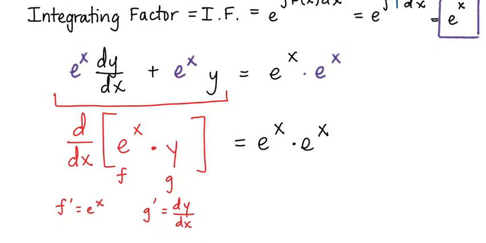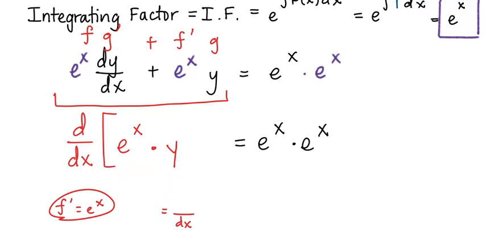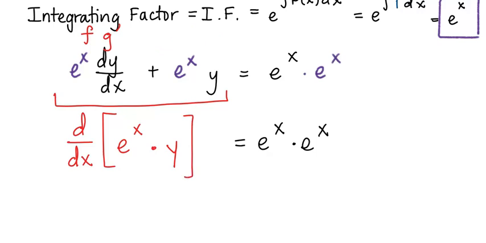But what we have here is exactly f prime multiplied by g. There's f prime multiplied by g, which is y, added to g prime, which is dy dx, multiplied by f. So that left side is exactly product rule on this product of the integrating factor times the dependent variable y. And that will always happen when you're solving a first order linear differential equation using an integrating factor.